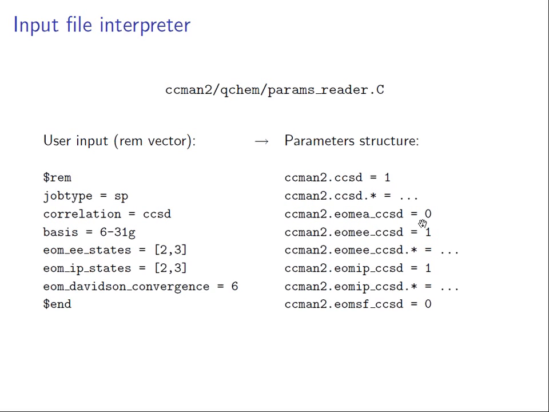So we don't want EOM-EA in this calculation. We don't want EOM spin flip in this calculation. We only want EOM-EE, so the value is 1, and EOM-IP, and the value is 1. And then again, this line and this line show that there are some additional parameters. It's just for illustration on the slide.